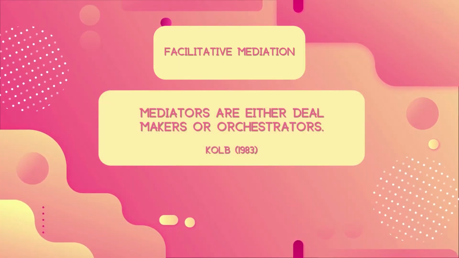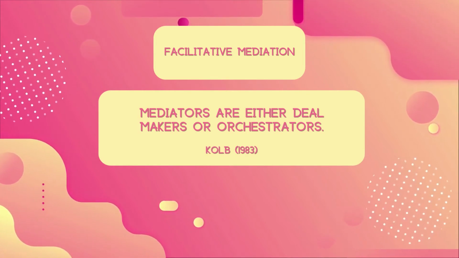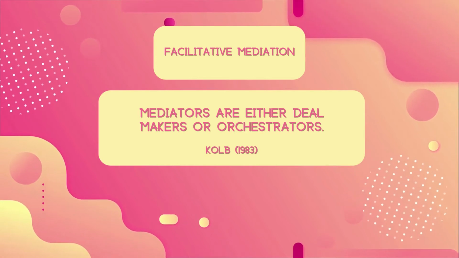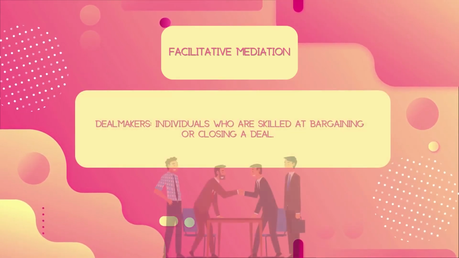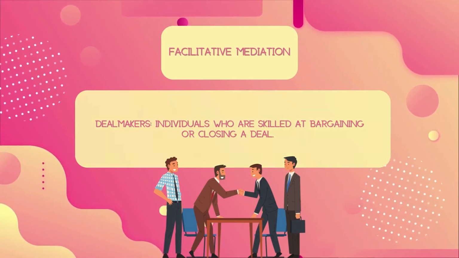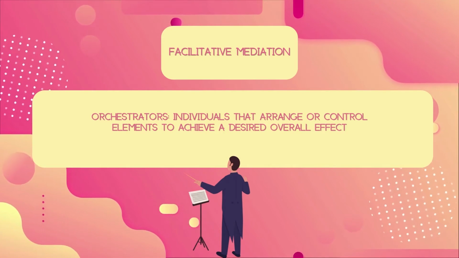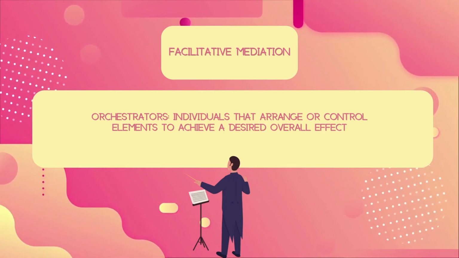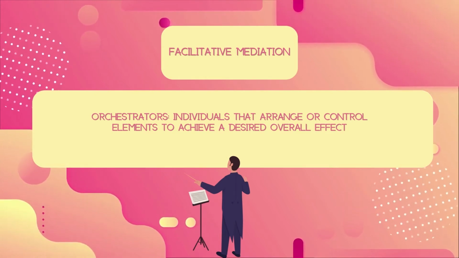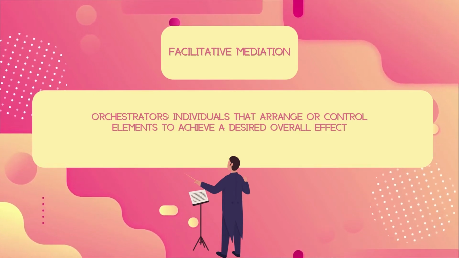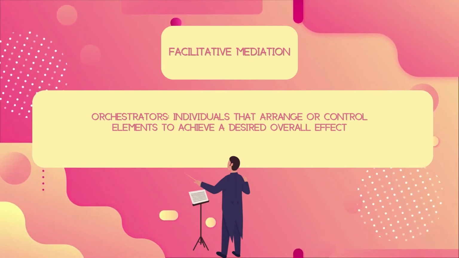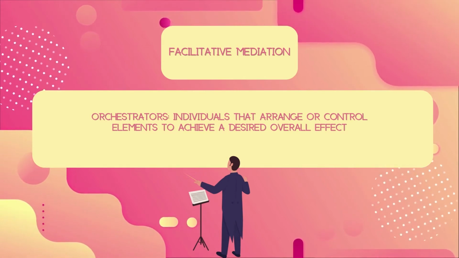Kolb, 1983, asserts that mediators can be broadly defined in two ways, as deal makers or orchestrators. In this context, think of deal makers as individuals who are skilled at bargaining and closing a deal, and think of orchestrators as individuals that arrange or control elements to achieve a desired overall effect. Following Kolb's assertion, facilitative mediators are much more aligned with orchestrators because their focus is more on having control over the mediation environment rather than closing a deal.